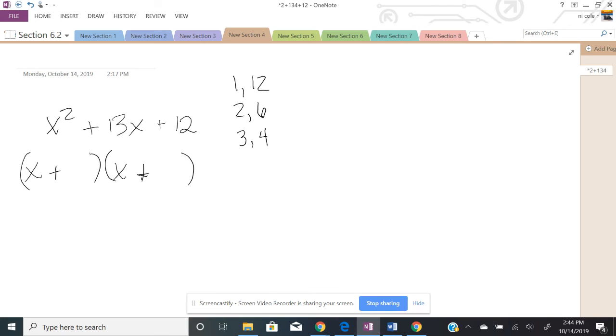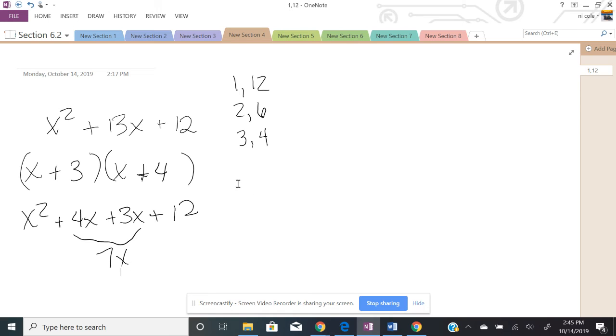Okay, here I go. I'm going to start with my 3 and my 4, and I'm going to FOIL, so I'm going to get x squared plus 4x plus 3x plus 12. All right, so I've got my x squared and I've got my 12, but this sums up to be 7x. That's not any good. I could change the 3 and the 4 around, so this would become a 3 and this would become a 4, which is still 7. So my 3 and 4 is out.